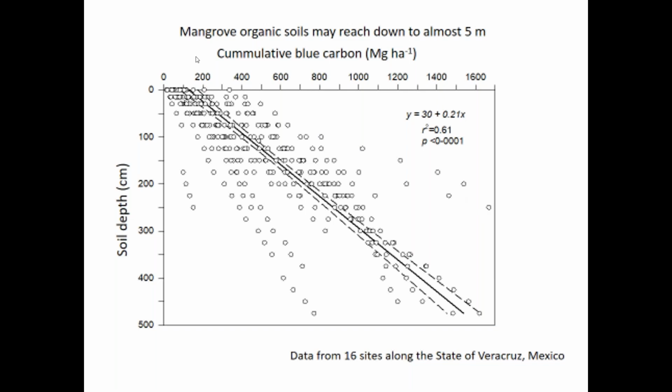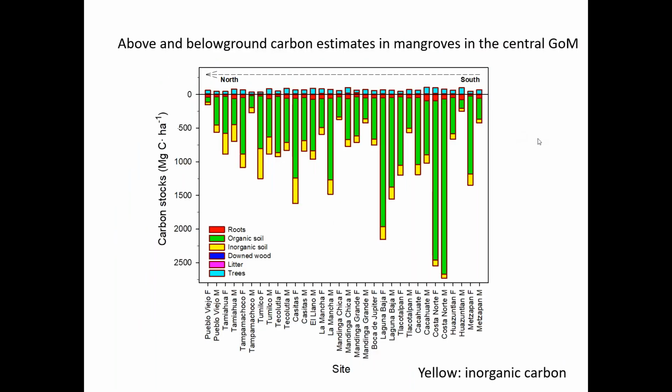But anyway, from these 16 sites, we can get a general slope, and that would mean that we get 0.21 slope, which means that the carbon accumulates at that rate. There is also great variability along the sites that we measured. It depends on whether it is more to the temperate side than to the southern, more tropical sites.